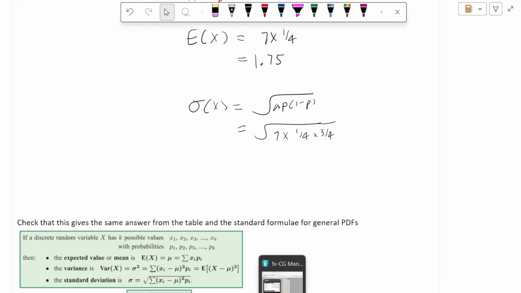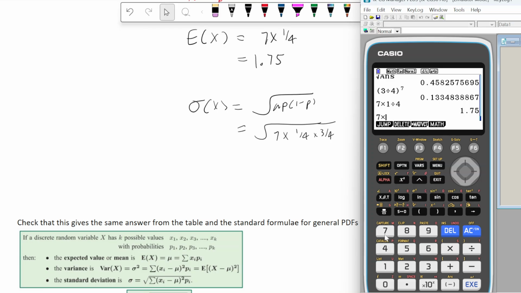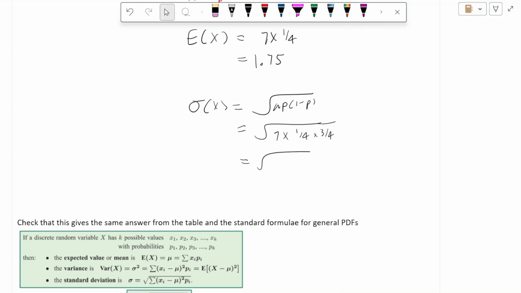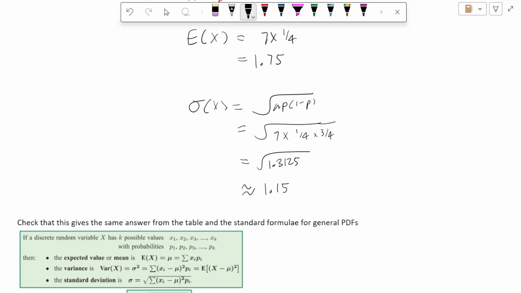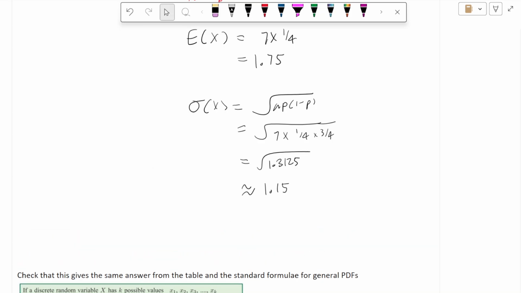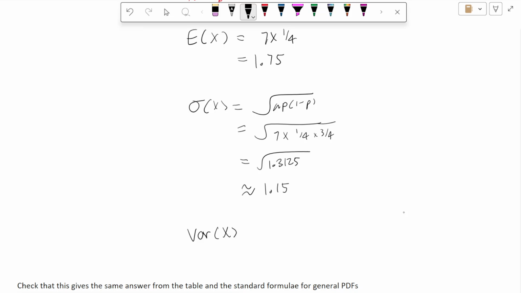So if we put that into the calculator, 7 times 1/4 times 3/4, you're going to get 21 over 16, or 1.3125. And when we square root that, we'll see what we get. It is 1.15. That's the standard deviation. And the variance was what I got before I square rooted it, 1.3125.